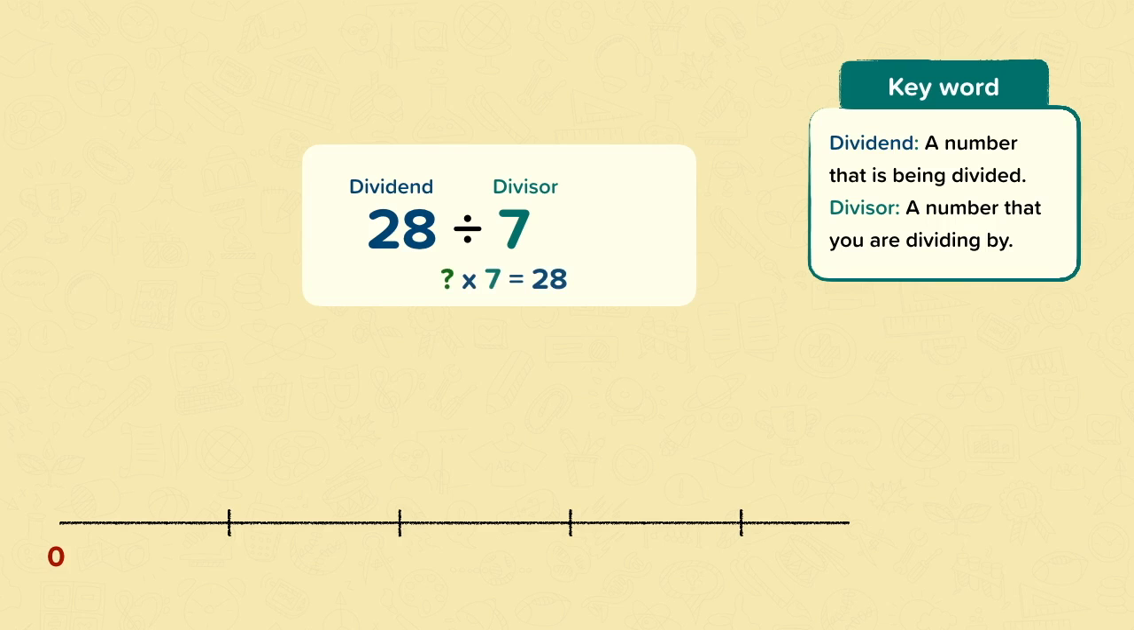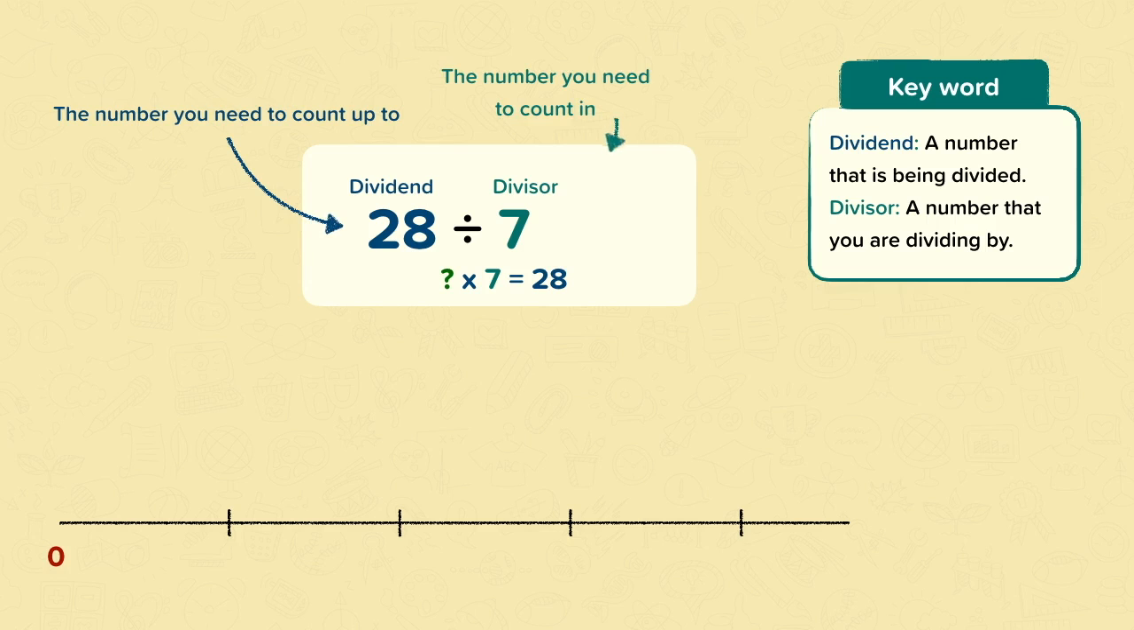If we were to look at the inverse of this calculation, it's something times 7 equals 28. So you may already know this. But let's have a look at how you could use a number line to help you if you didn't. So the dividend is the number that you need to count up to, and the divisor is the number that you need to count in. So remember, when using a number line, always start from 0. So we're going to count in our 7s until we get to 28.